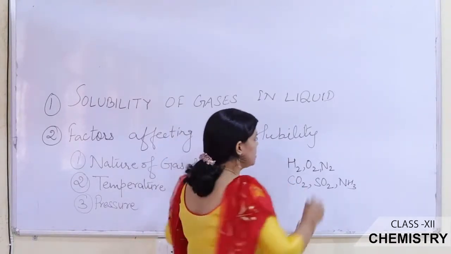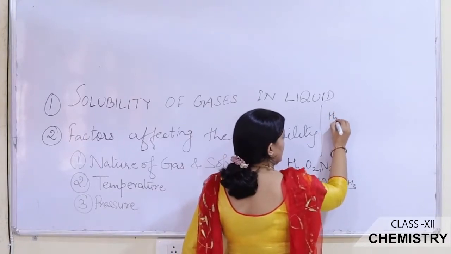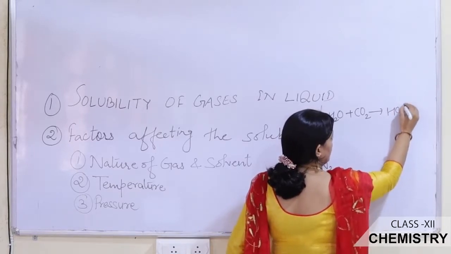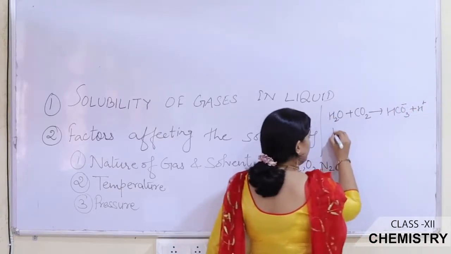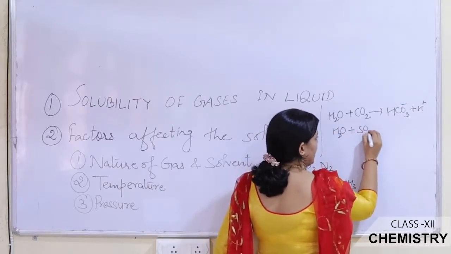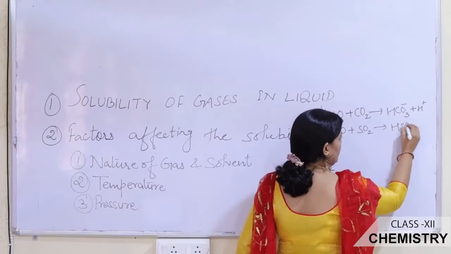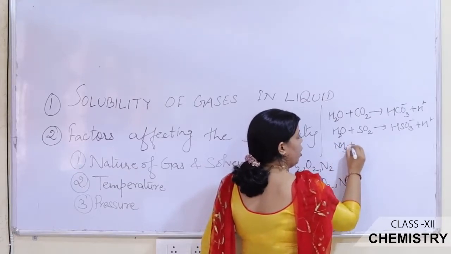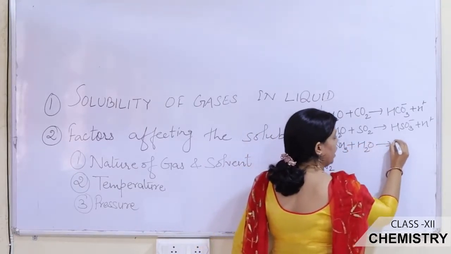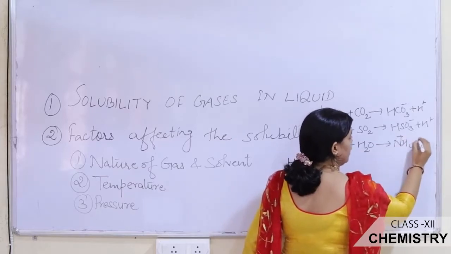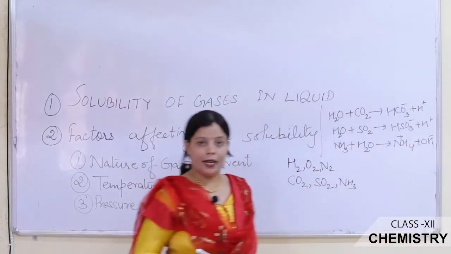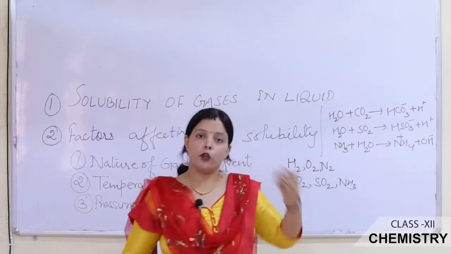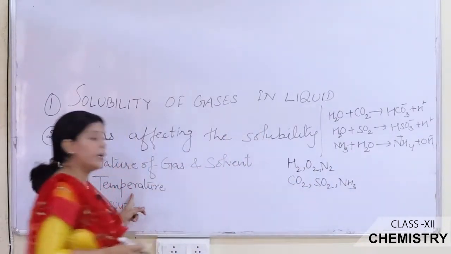I am giving you the reactions. For example, when carbon dioxide reacts with water, it gives HCO3 negative plus H plus, that is carbonic acid. When sulfur dioxide reacts with water, it gives HSO3 negative plus H plus. Similarly, ammonia NH3 also reacts with water, and it gives the ammonium ion along with the liberation of the hydroxide anion. So the gases which combine with water show solubility in water.